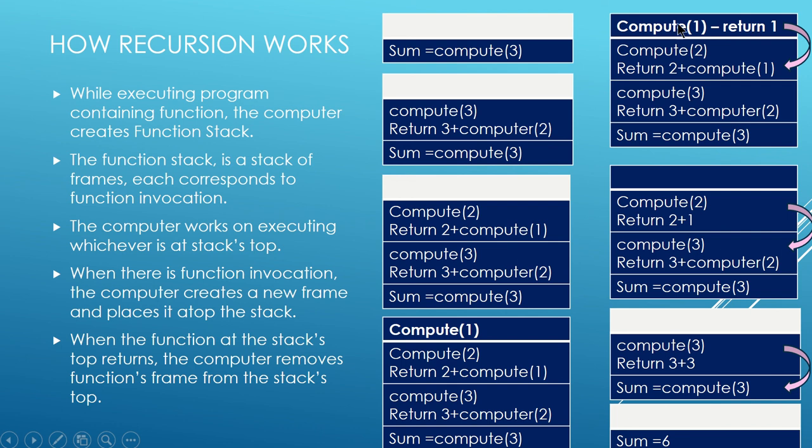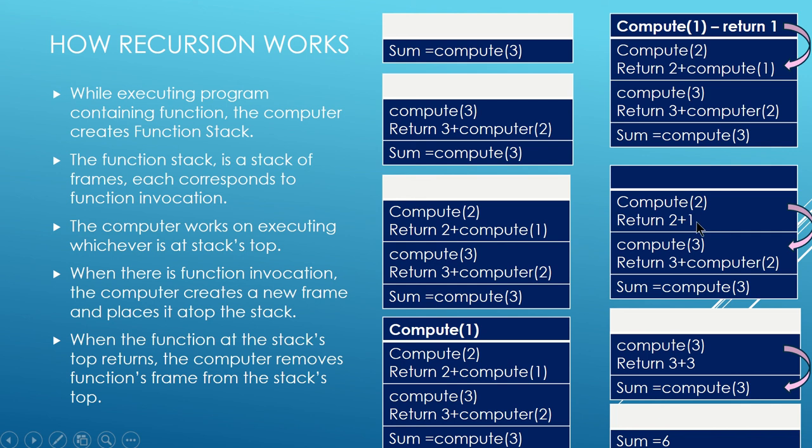The frame on the top is executed and the value is returned to the previous frame, and the top frame will be removed because it has evaluated the value and returned 1. This value will be returned to the statement in compute of 2, where compute of 1 is replaced with the value 1. This frame is removed from the top of the stack. That is how the stack works, right? So 2 plus 1.